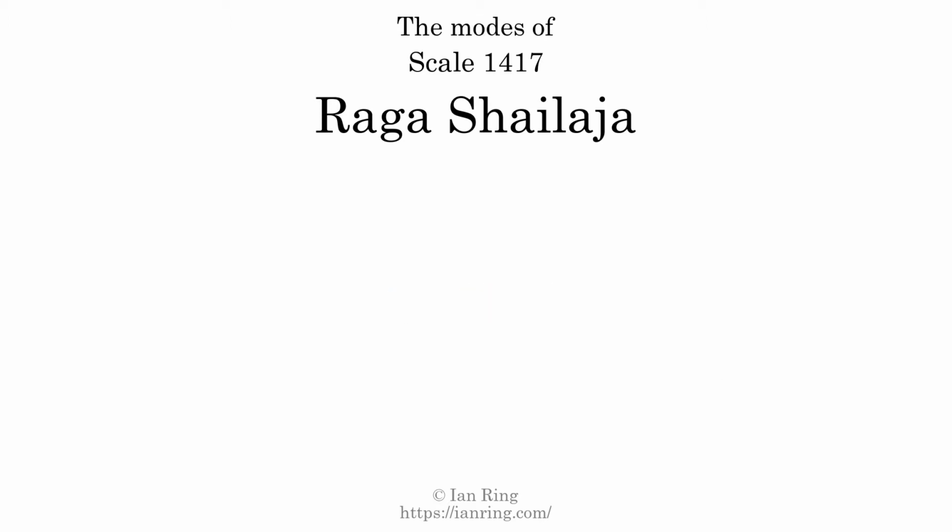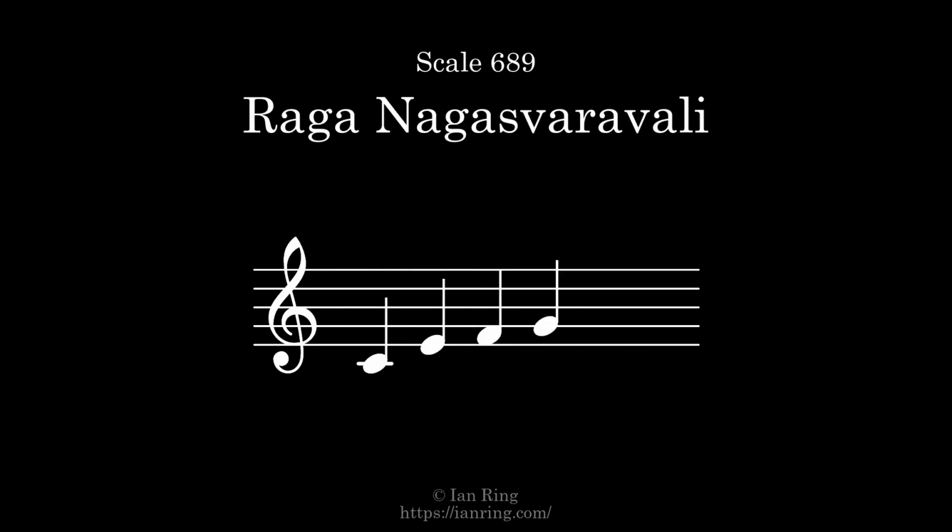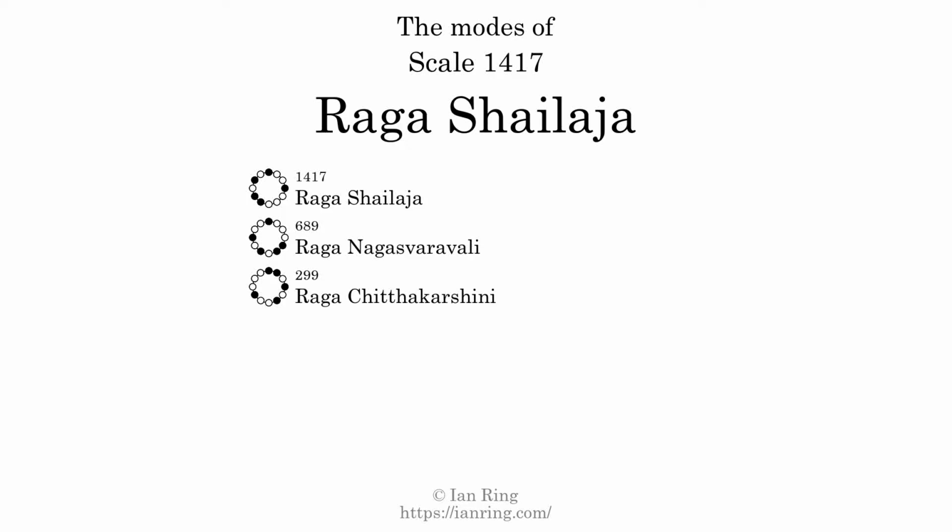This scale has 5 modes. The first mode is itself. The second mode is scale 689, also known as Raga Svaravali. It sounds like this. The third mode is scale 299, also known as Raga Chitthakashini. It sounds like this.